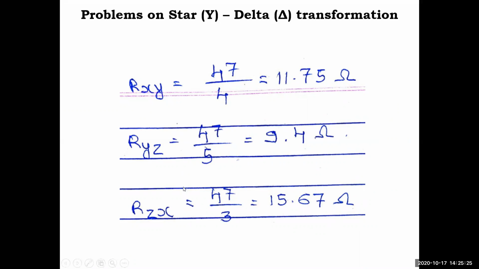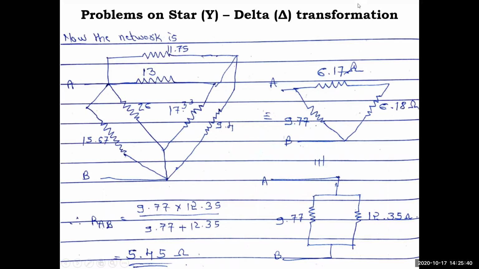Once you have done this calculation and converted to the delta network, now you have to connect it back into the network. Two Y resistors connected in parallel should now be shown as two delta networks in parallel, because you have converted. Now you try to simplify the parallel and series combinations. So this is the simplified network now.